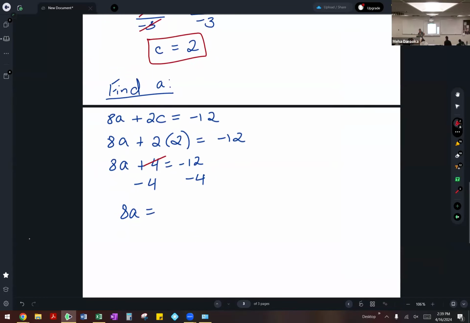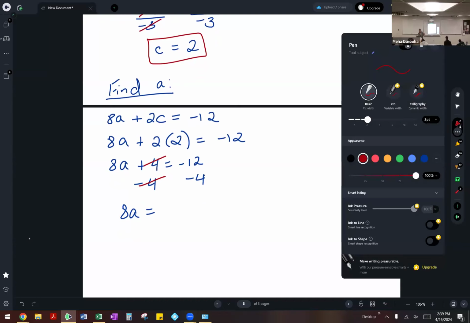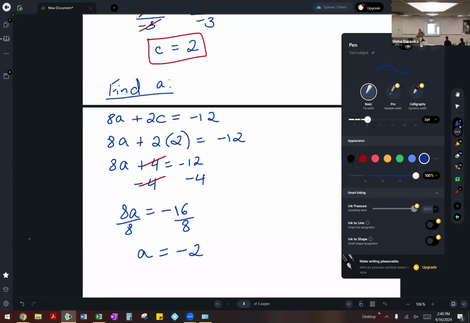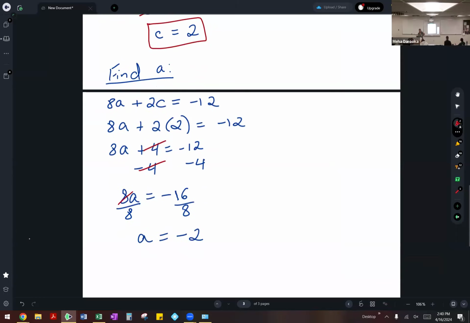So we multiply 2 times 2, which gave us 4. Move forward to the other side, becomes negative 4. Negative 4 with negative 12 is negative 16. Divide both sides by 8. And A equals negative 2. Okay, very good. So we've got A and C.